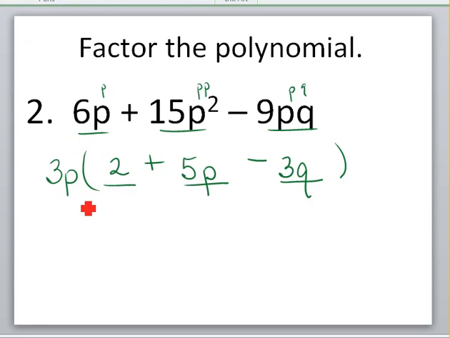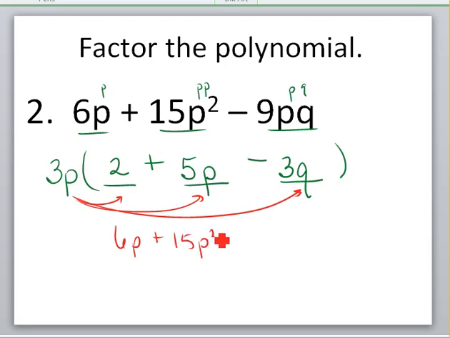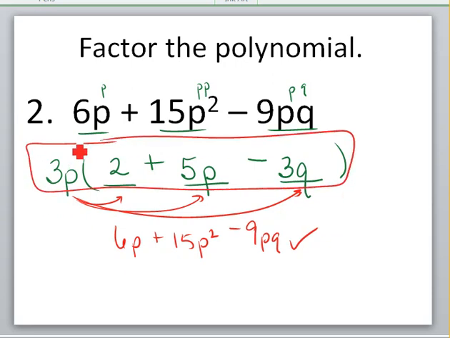So you can check your solution by distributing. If you do that, you get 6p. Distribute here, you get 15p squared. Distribute here, you get 9pq. So you know that you have it correct. This is the solution we are looking for.